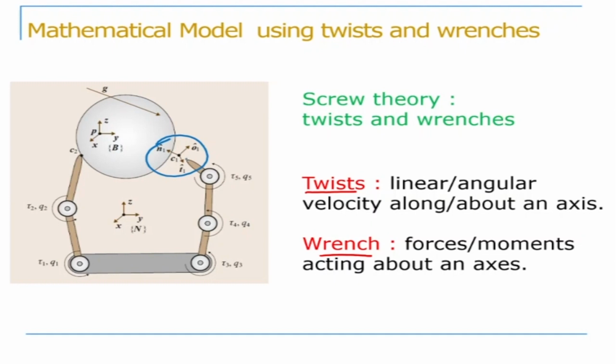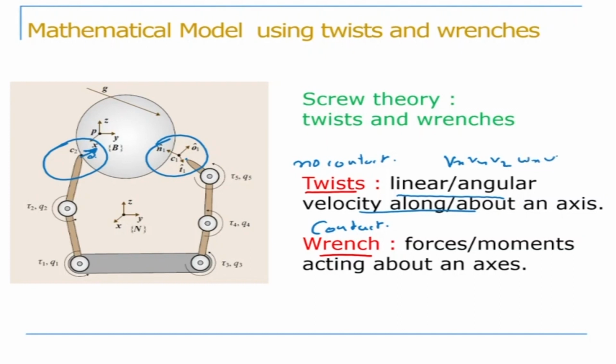So twists when there is no contact, and when there is contact, we can apply wrenches. That means in this case, I can apply forces and moments about the axis at that contact point. So we have twists when there is no contact, and wrenches when there is contact between the fingertip and the object. Now, what is a twist? It's a collection of linear and angular velocities along or about an axis. And how many do we have? We have 6: Vx, Vy, Vz, Wx, Wy, and Wz.